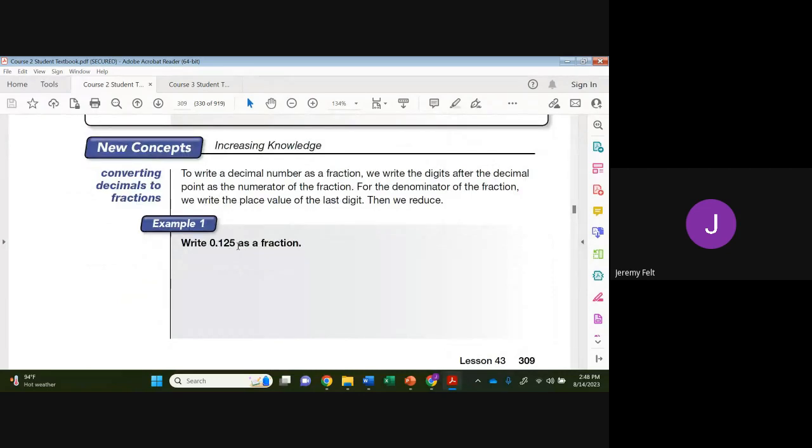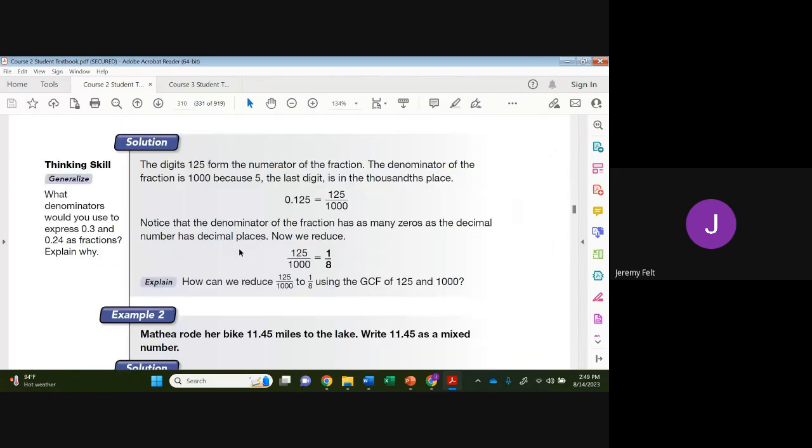0.125 as a fraction. Okay, well, we know this is the tenths, hundredths, thousandths, so we could put this 125 over 1,000 and do the division or factor out numbers, and it would reduce down to 1/8. So that's where knowing greatest common factors or, down the road, prime factorization, or what you know about numbers that end in 5 and 0, helps to reduce that down. But that would be 1/8.